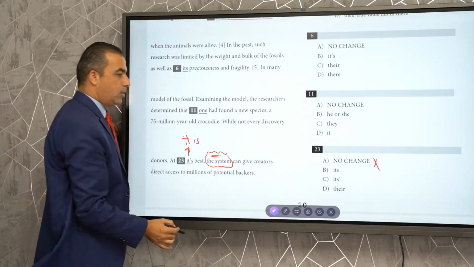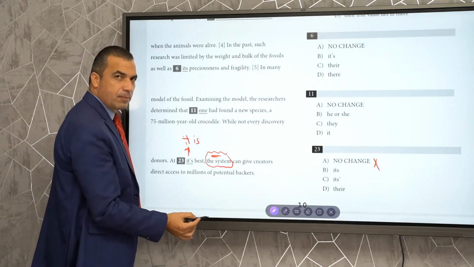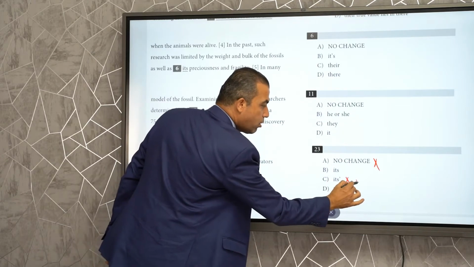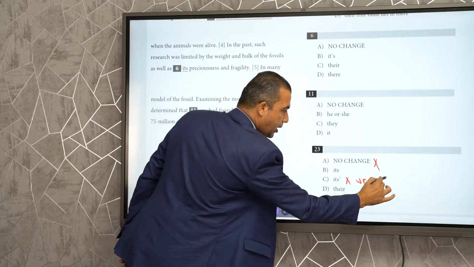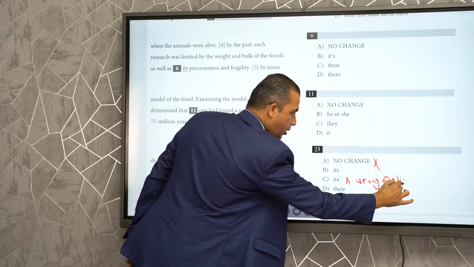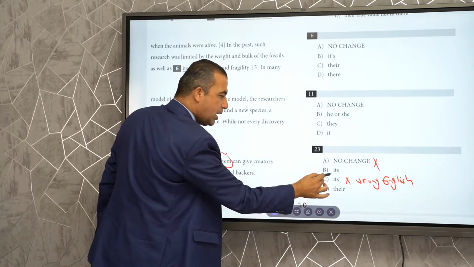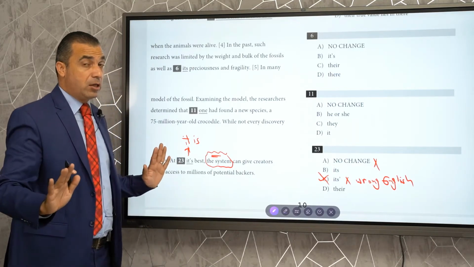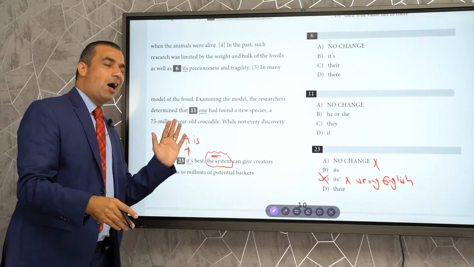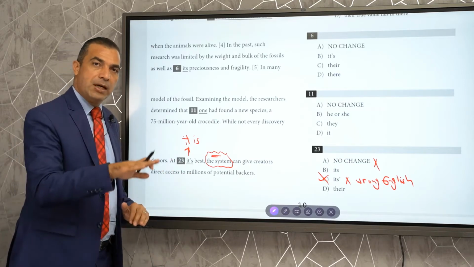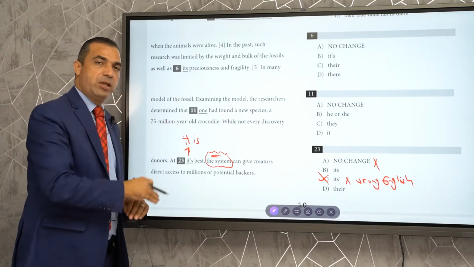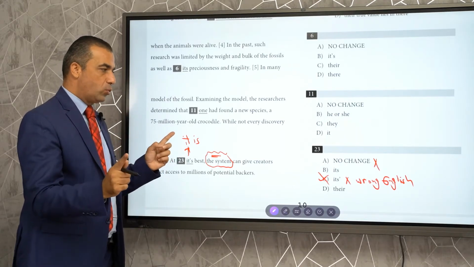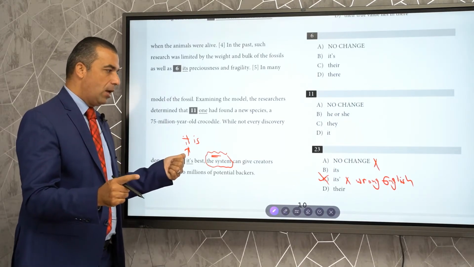So A is wrong. What about C? Have you seen C before? Of course not. It's wrong English. So whenever you see it's like this, eliminate it, because it does not exist. It's wrong English. There's no word in English like its with an apostrophe. No, it is not there. Eliminate it directly whenever you see it. Okay, so we leave now two answers, which is B, it's, and which is D there.